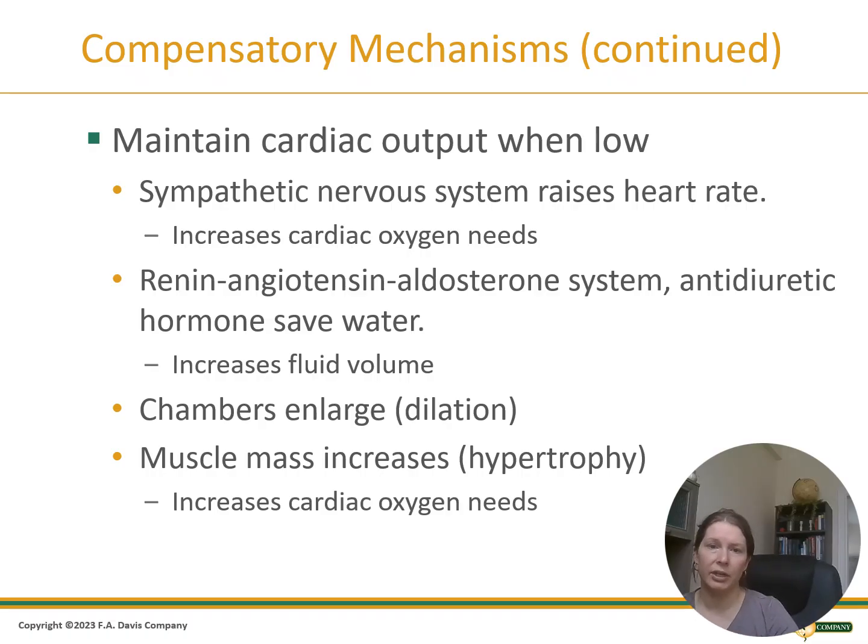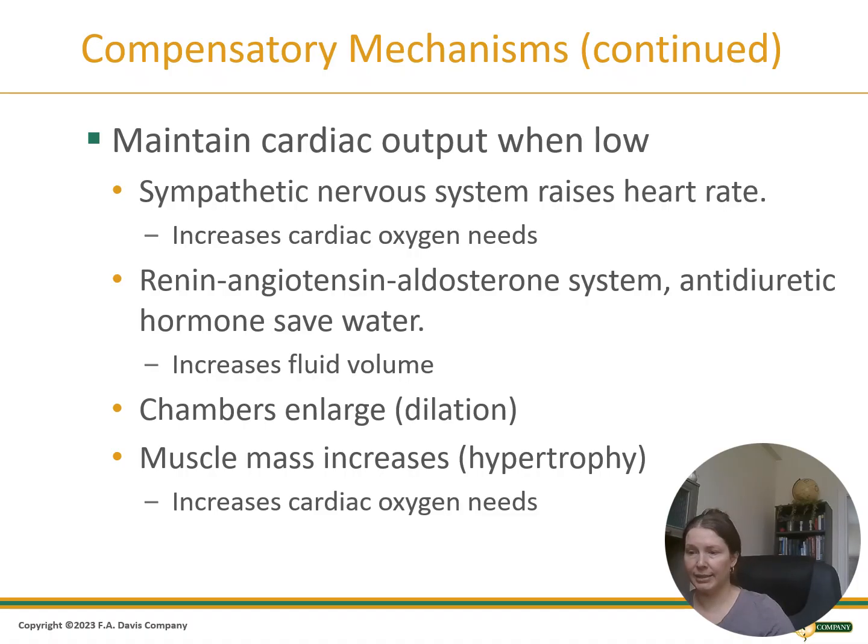Okay, so this slide is talking about the things that we're going to try to do to maintain that cardiac output. So as it's dropping, we want to try to maintain blood flow the best we can to our vital organs. So our sympathetic nervous system is going to help increase our heart rate, but in turn, this is going to increase our cardiac oxygen needs. Okay, so increased heart rate is going to increase that myocardial oxygen demand. So our heart's working harder, it's becoming more stressed.